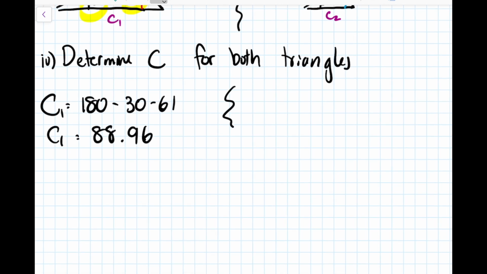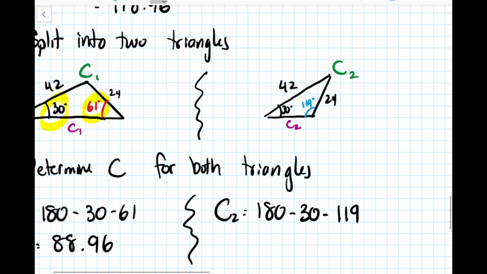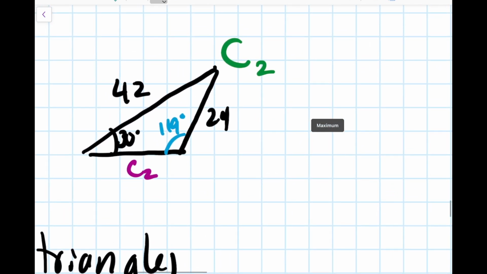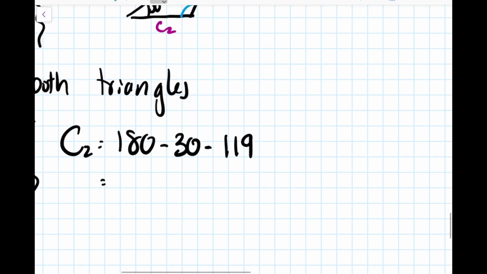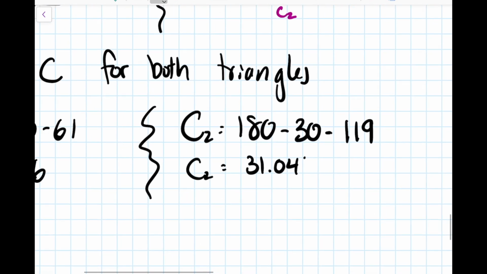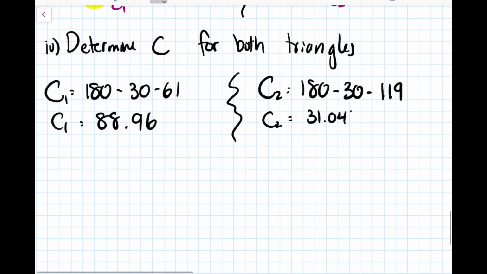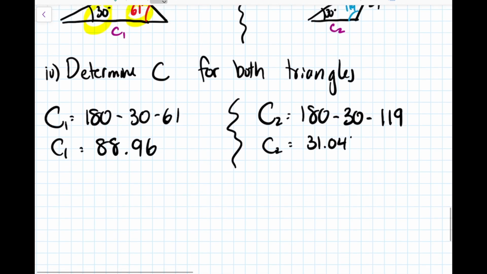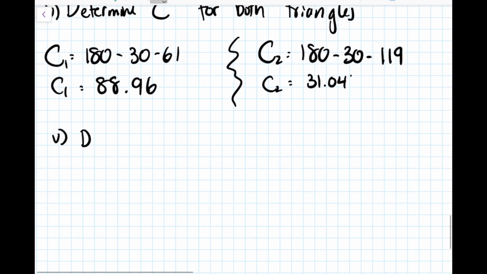Then we're going to do the exact same thing for the second triangle. Just instead of the 30 or the 61, we're going to be using the 119. So 180 minus the two angles that we know in this triangle. And so you do that, and you're going to get about 31.04. Again, try not to round it till the end. And then our final step is to determine side C for both triangles.